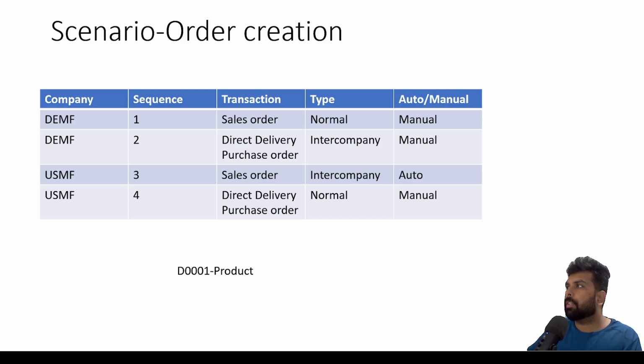So this is what I was talking about, the sequence of the order. DEMF will have first a sales order, then DEMF will have an intercompany purchase order, a direct delivery purchase order created, and then subsequently it will automatically create a sales order in the USMF company, which will be auto created. And then the USMF also takes a decision to create the purchase order in USMF, and that purchase order will also be the direct delivery purchase order. So that is the order creation sequence, and this is the product which we are going to use. So let's see how it works in Dynamics, and then we come to the next stage after the order creation, that is your receiving or the delivery of the orders.